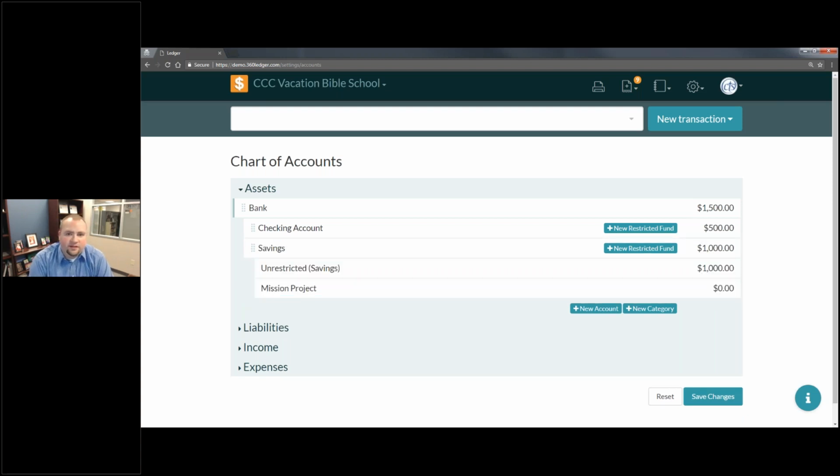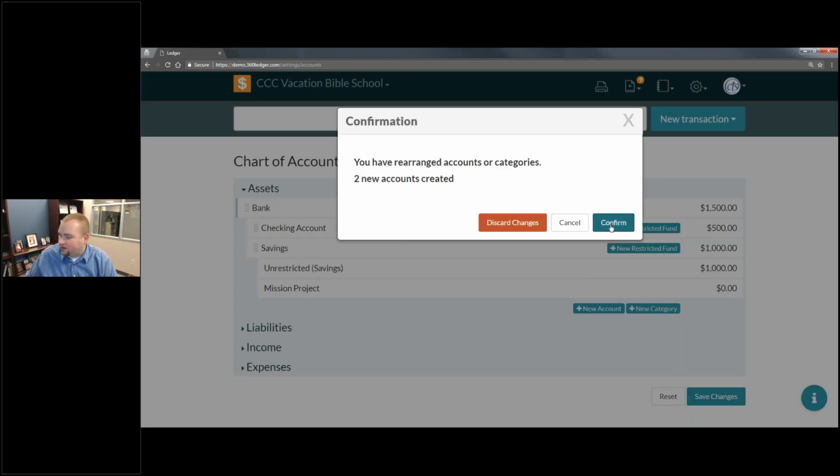And any money that gets donated to the mission project will get set aside, and it'll get put in savings, but it'll be for that very specific reason. Now you can see here, as soon as I created a mission project, an unrestricted account was created under savings. That's money that I can spend, that's unrestricted, whereas mission project is restricted. Now I can always add more restricted funds to it, but only after the first restricted fund does unrestricted appear. So that's it right there. Let's go ahead and save these changes and confirm.